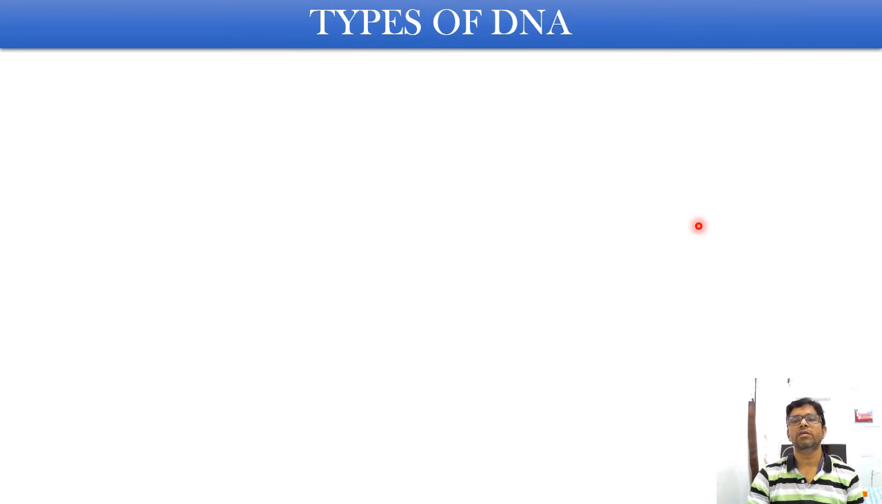Let us discuss the types of DNA. Four types of DNA have been identified so far. They are: number 1, bDNA; number 2, aDNA; number 3, zDNA; number 4, cDNA.